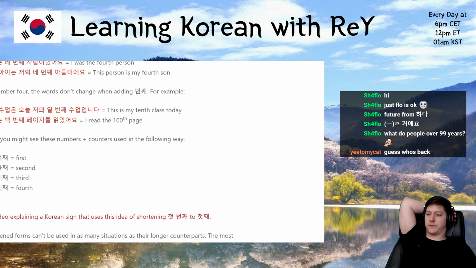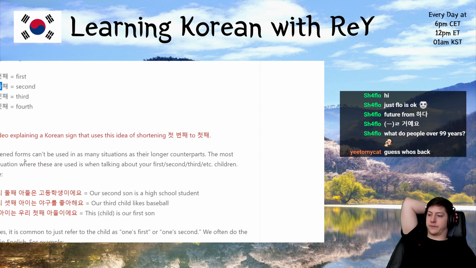No, the chot is never shortened anyways. But here you have the tu, which is usually tul, but it's shortened to tu. And if you use ponjay, but if you leave out the pon, you don't shorten the tu, tul. You use the actual tul. Okay. Interesting. This shortened form can't be used in as many situations as the longer counterparts. The most common situation where it's used is to talk about the first, second, third children.